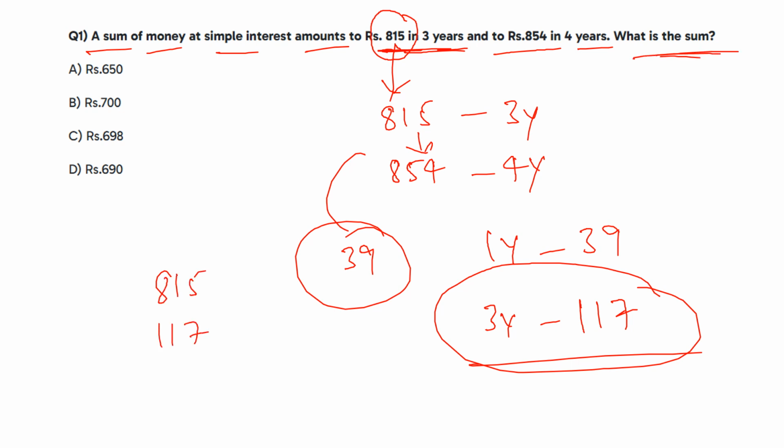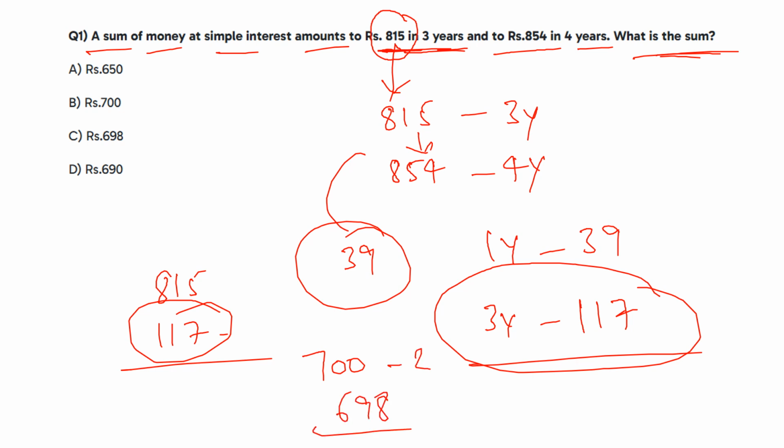What is sum? Sum in the sense here is the principal amount only. So subtract these values. How can we subtract in a quick manner? Here 117, 815. From 815 you can subtract 115, then what is the value? 700. Then subtract 2 more: 700 minus 2 is 698.